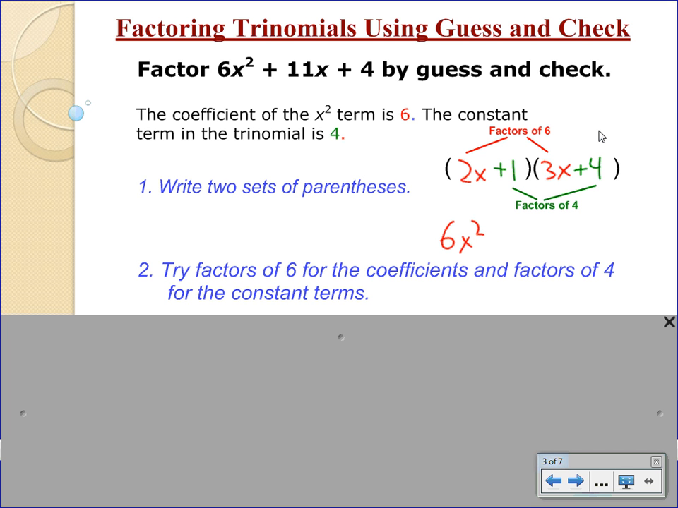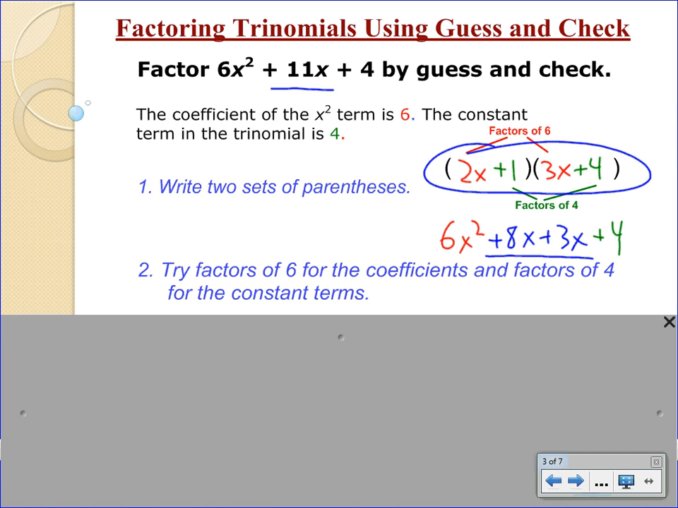And now let's multiply those middle terms. Our outer terms now are 2x times 4. That gives me 8x. My inner terms are 1 times 3x. That gives me 3x. My last terms, again, give me a positive 4. And this time, if I add those middle two terms together, I get, let's see, positive 8x, positive 3x. That does give me 11x. So I know that that is the correct factoring.